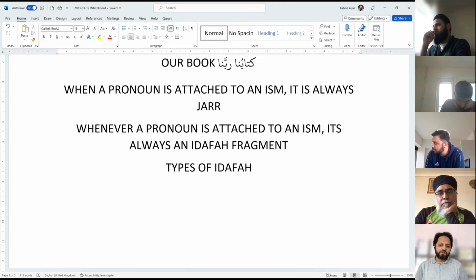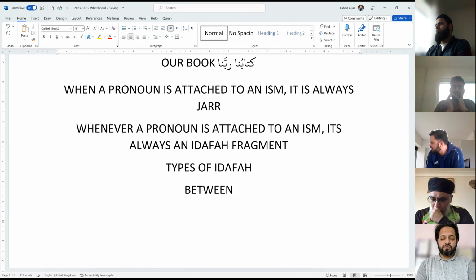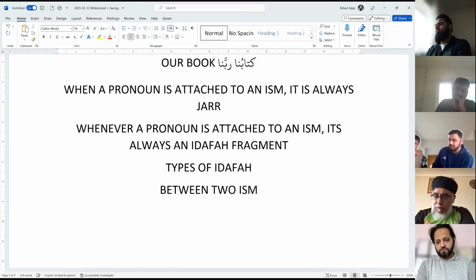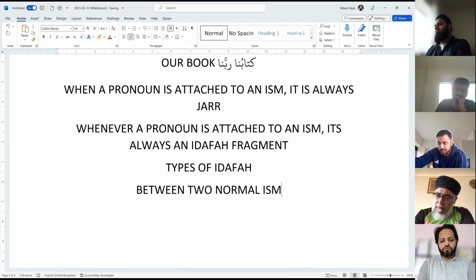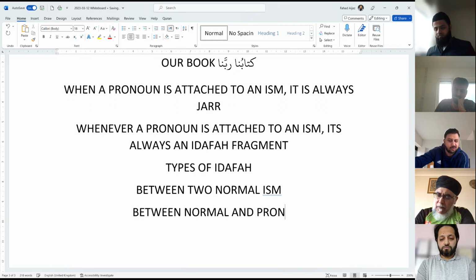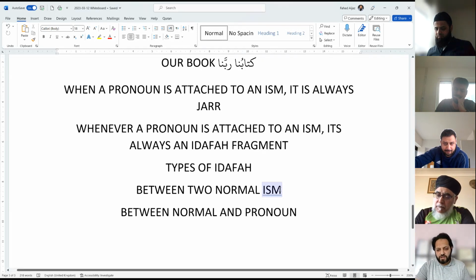So it's mudaf ilay. What you have done previously is idafa between two normal isms. Now what you are doing is idafa between a normal ism and a pronoun. That's the construction you're doing now. The first one was like Rasulullahi, Kitabullahi, and so on. Two normal isms that we know. But this time it's about an ism and the pronoun.